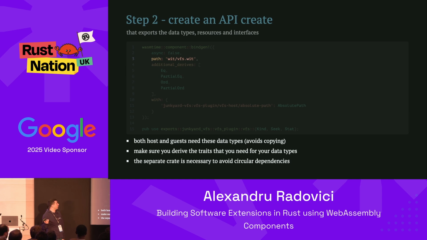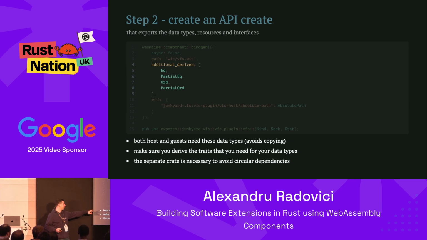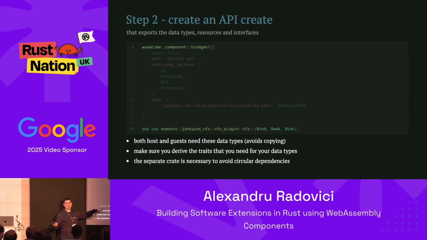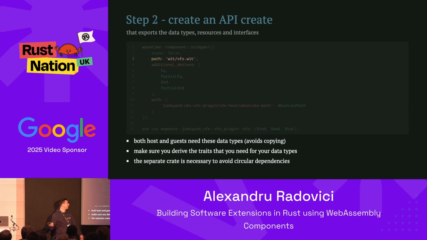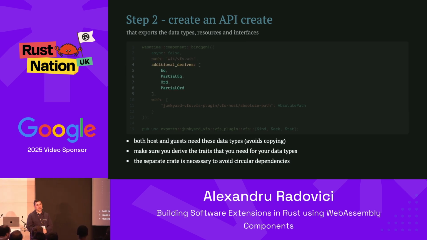So you take the WIT file. Make sure you derive additional traits, because on these things here, you might actually need Eq, PartialEq, and stuff like this. Make sure you add them here. So derive as many as you can, because you really don't know what you're going to use.